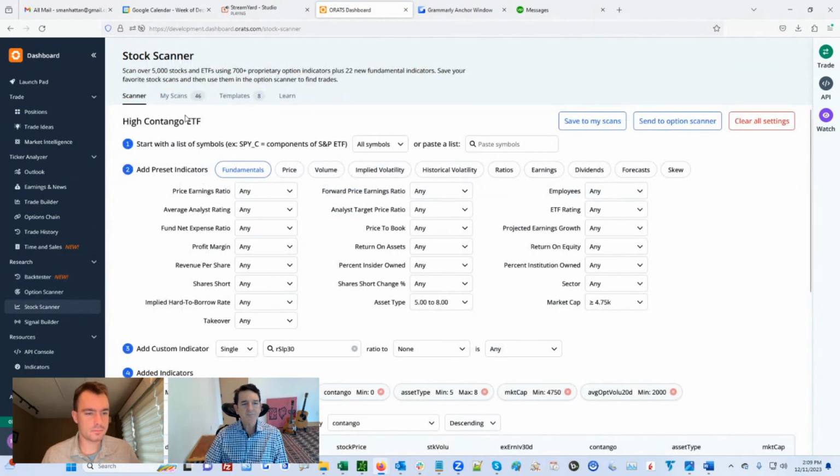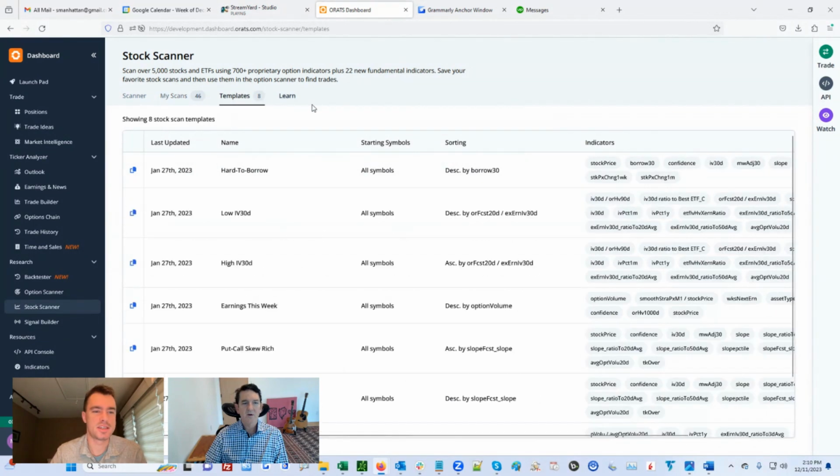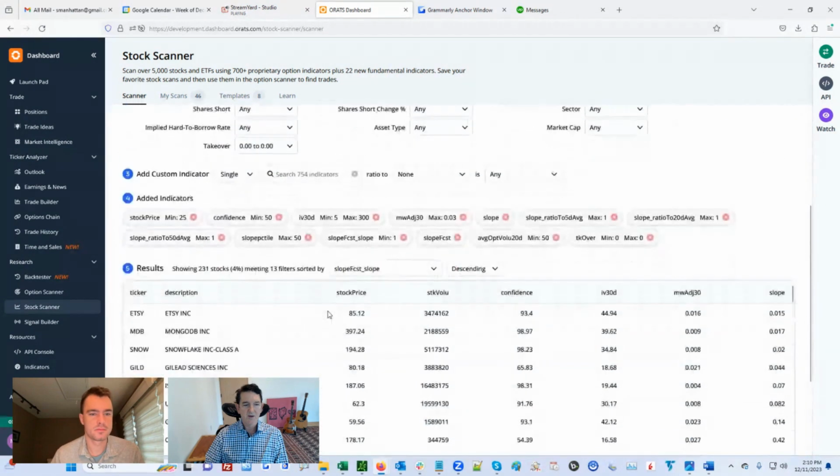ETFs that have a shallower skew. Yeah, we call it a cheap put call skew scan, which we have in our templates. Template, yeah, right. So put call skew rich, put call skew cheap.